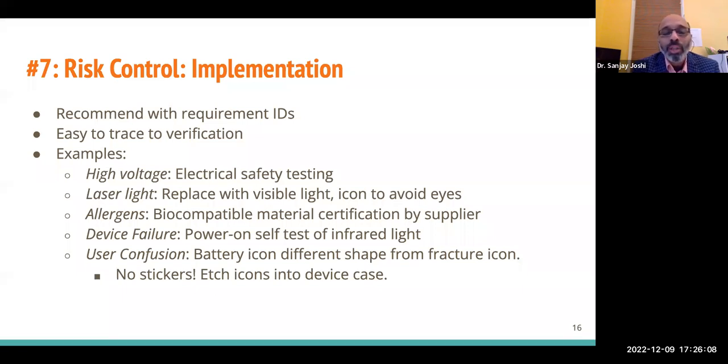And to avoid user confusion, you can construct a battery icon that is a completely different shape from the fracture icon. Now, keep in mind, you have to look at what happens if your risk control fails. For example, if you decide to put stickers of battery icon versus fracture icon, it's probably not going to work, because those stickers, after maybe a few months or few years of use, are going to lose the glue and fall off. So maybe you want to etch the icons into the device case itself.